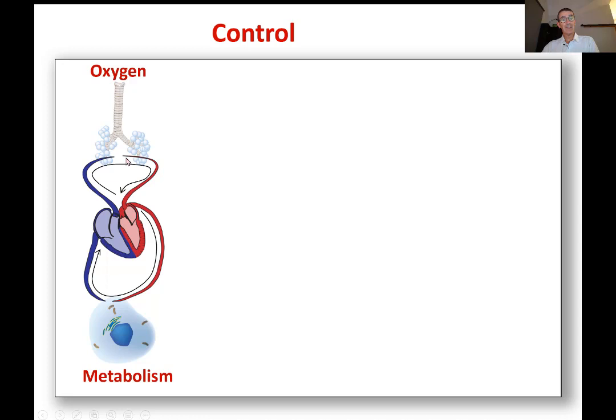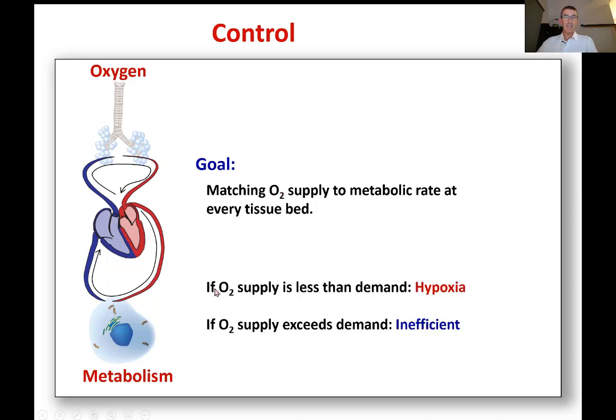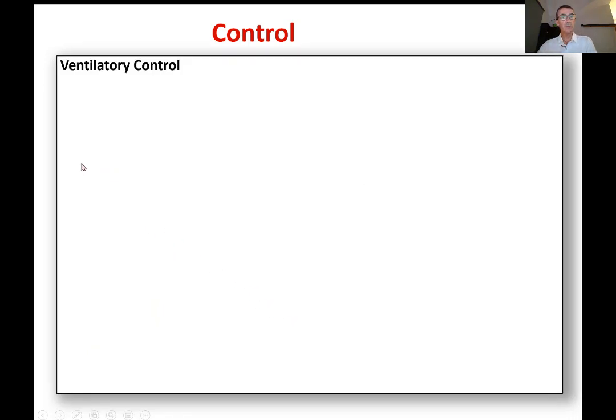The ventilatory system does the same thing. It needs to make sure that there's enough oxygen in the arteries and not too much CO2. So it monitors the arteries. If there's too much CO2, it breathes more. If there's not enough oxygen, it breathes more. So it's a fairly simple control system. Like I said, the goal is to match the oxygen supply to the metabolic rate in every tissue bed. If oxygen supply is less than demand, you'd have hypoxia, which you don't want. And if you had some crazy system where you're just breathing as much as you possibly can all the time, that's very inefficient.